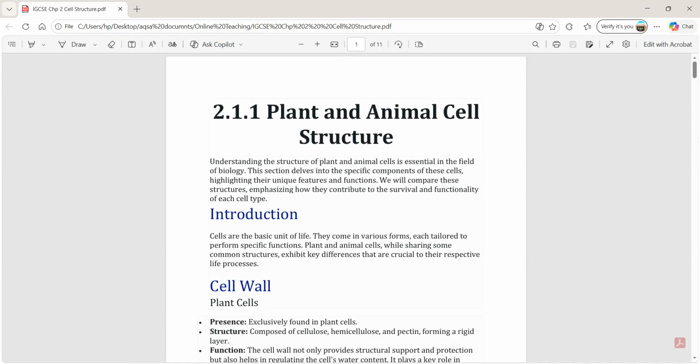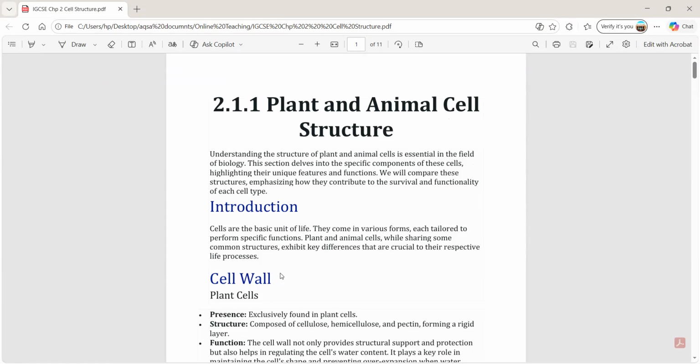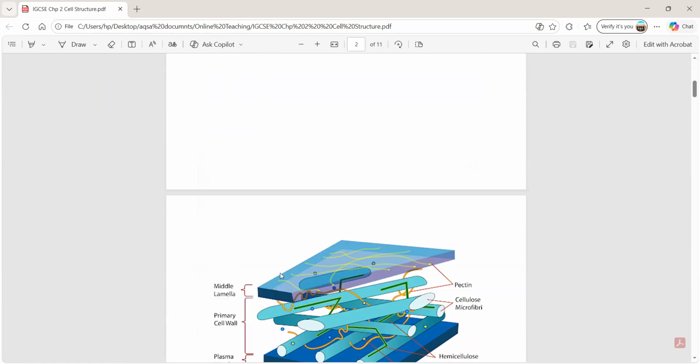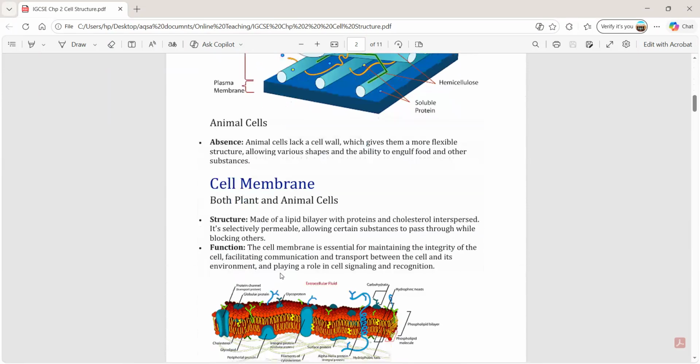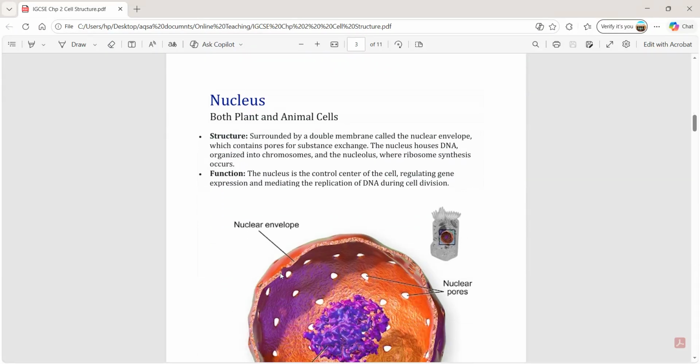So today we are going to learn about the structure of the animal and the plant cell in more detail. In your last lesson, we discussed the plant cell and the animal cell. The main structures we discussed are the cell wall and the cell membrane, and what is the main difference between the cell wall and the cell membrane? We also discussed the nucleus. The nucleus is present in both the plant cell as well as the animal cell.